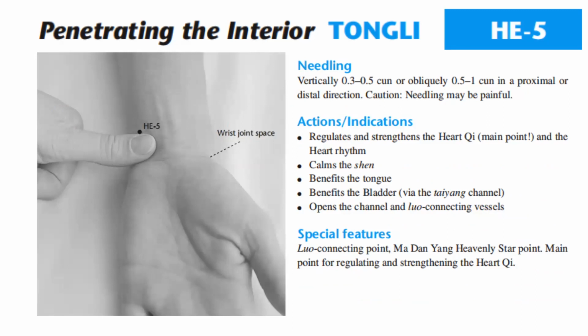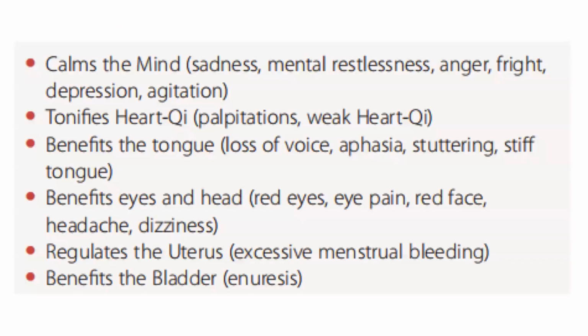Actions and indications: regulates and strengthens the heart chi, the main point, and the heart rhythm. Calms the shen, benefits the tongue, benefits the bladder via the Tai Yang channel, opens the channel and Luo connecting vessels. Special features: Luo connecting point, the Ma Danyang heavenly star point, main point for regulating and strengthening the heart chi.